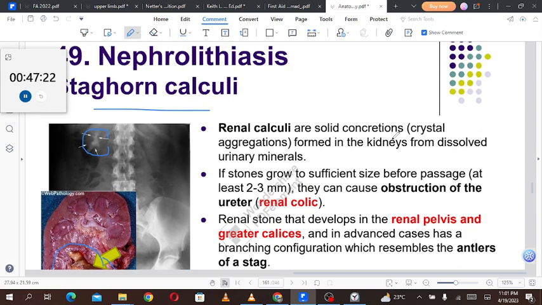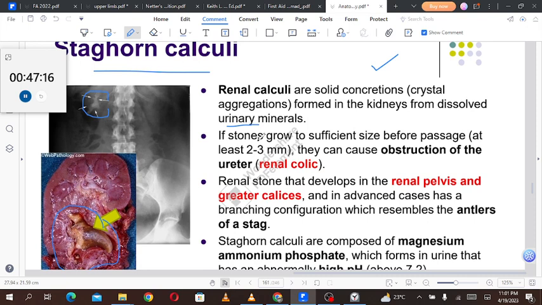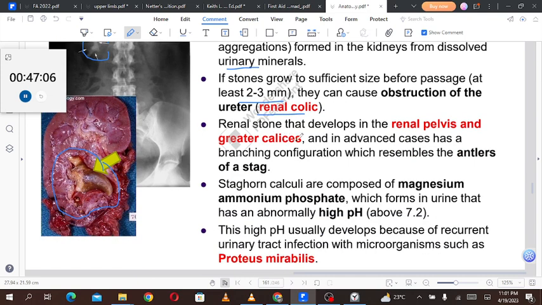Renal calculi are solid concretions, crystal aggregations formed in the kidney from dissolved urinary minerals. If stones grow to sufficient size before passage, at least 2 to 3 millimeters, they can cause obstruction of the ureter or cause renal colic, that is pain in the ureter. The renal stone can develop in the renal pelvis and greater calyces, and in advanced cases has a branching configuration which resembles the antlers of a stag.